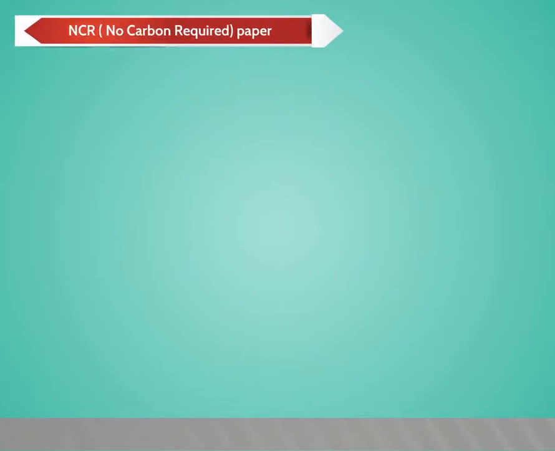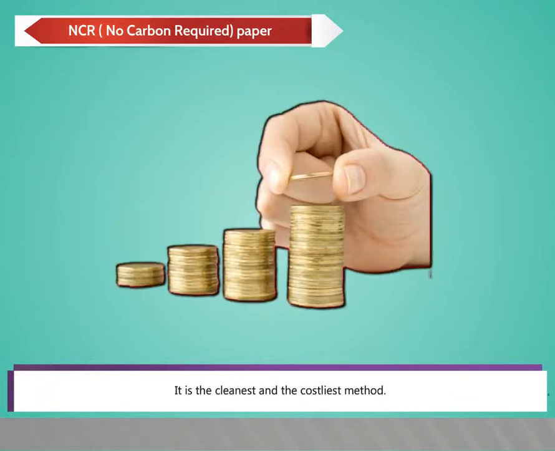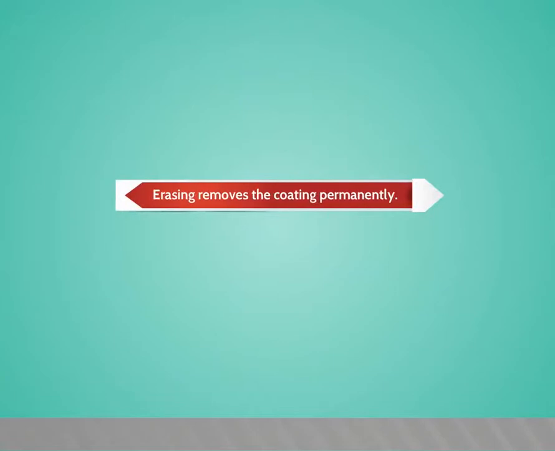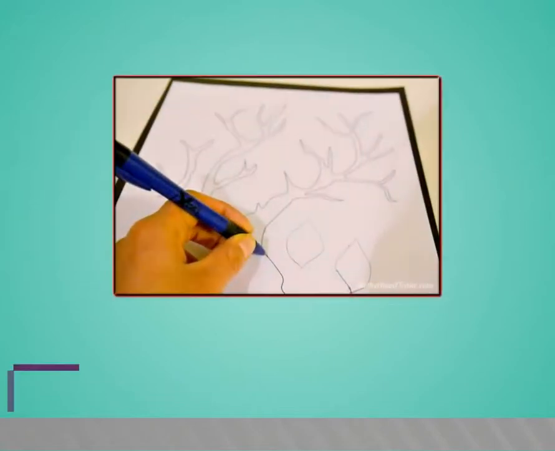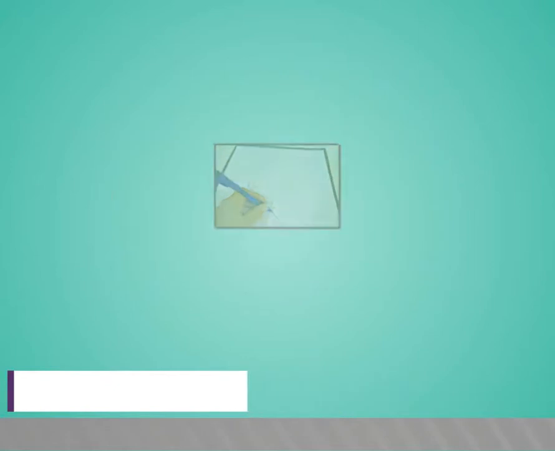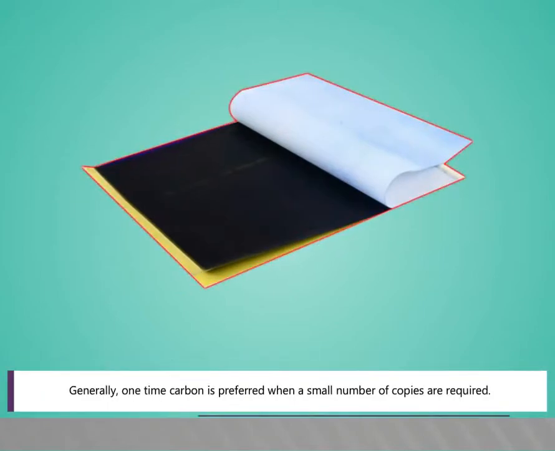NCR, no carbon required paper. The top sheet is chemically treated with invisible dye, which allows impressions to be transferred to the next lower copy. It is the cleanest and the costliest method. Erasing removes the coating permanently. The readability of the carbon copies depends on the color and outline. In multiple copies, the copies below the original should be lighter in weight for easy transfer of the carbon. Generally, one-time carbon is preferred when a small number of copies are required.